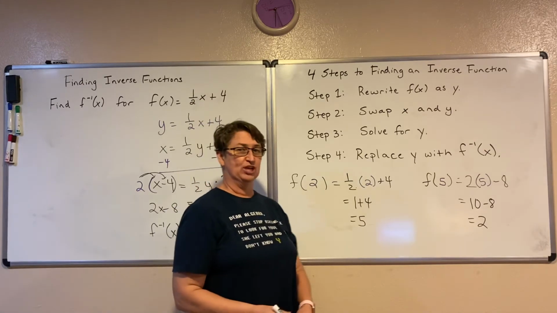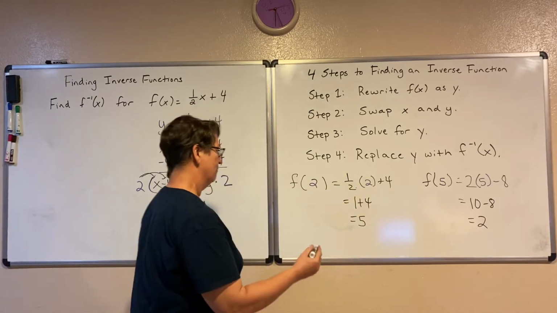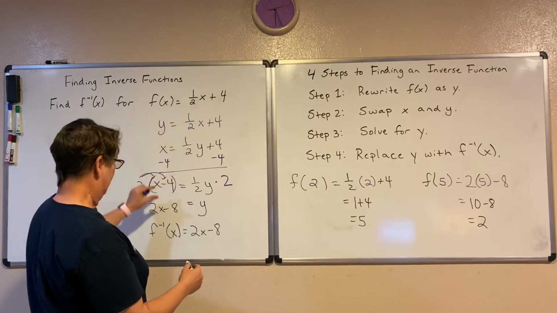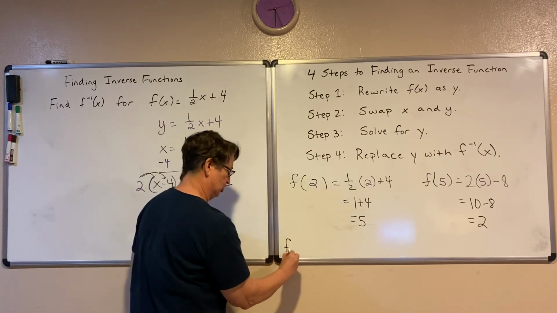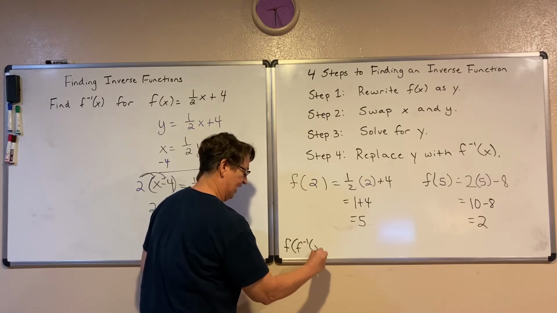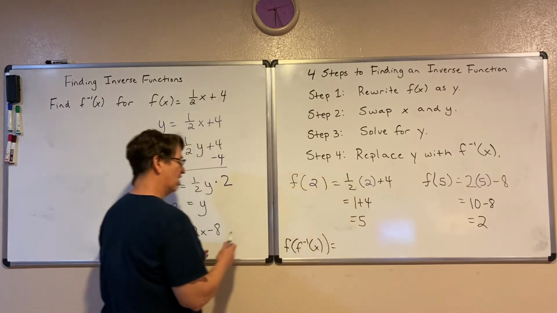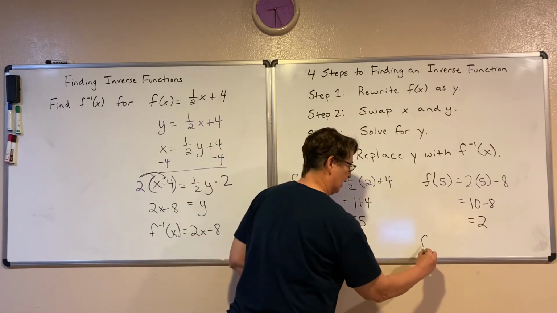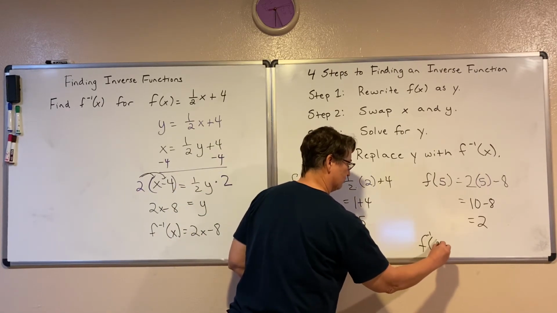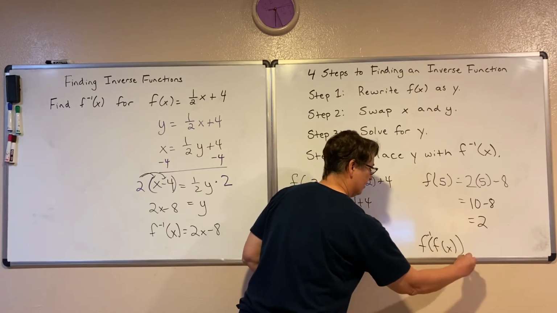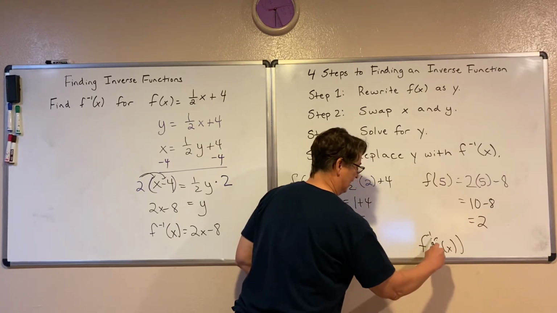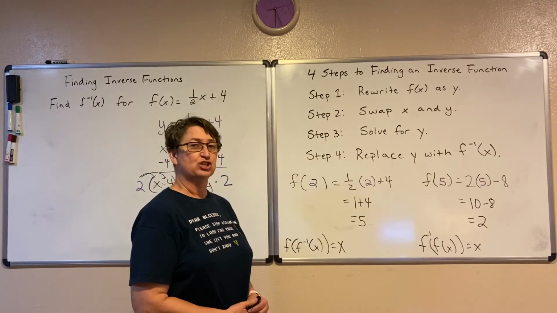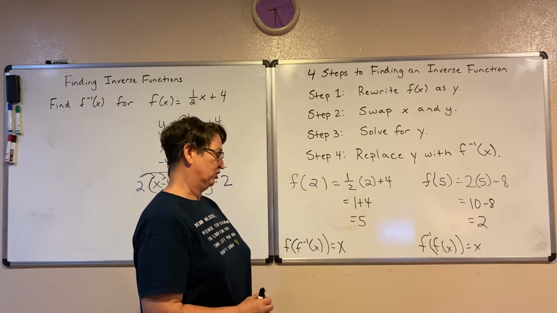We could also check to make sure that they're inverses by finding the composite. I could take this and find the composite function, f of f inverse of x, and if I did that composition, it should equal x. And then I could do it the other way, where I take my inverse function and put in the original function, and it too should equal x. And if that's true, then by definition, these two would be inverse functions.